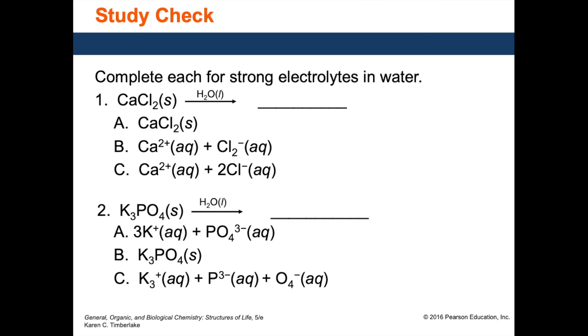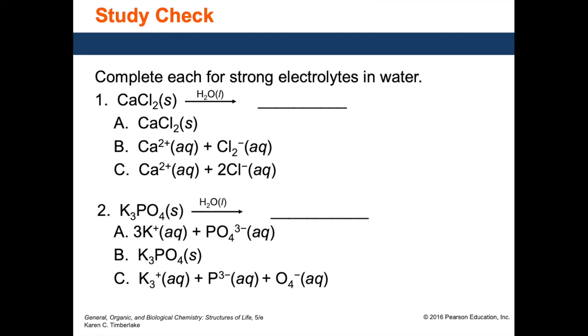So, let's show how to write out some of these equations representing strong and weak electrolytes. In this study check, we have two examples of strong electrolytes. And again, you can tell that they're strong electrolytes because we have an arrow here. And we're starting off with ionic compounds. Plus the question tells us these are strong electrolytes, so we'll go with that. This is good practice for later on in this chapter when we get into ionic equations, because it's very important when we look at strong electrolytes to think about what ions they split up into.